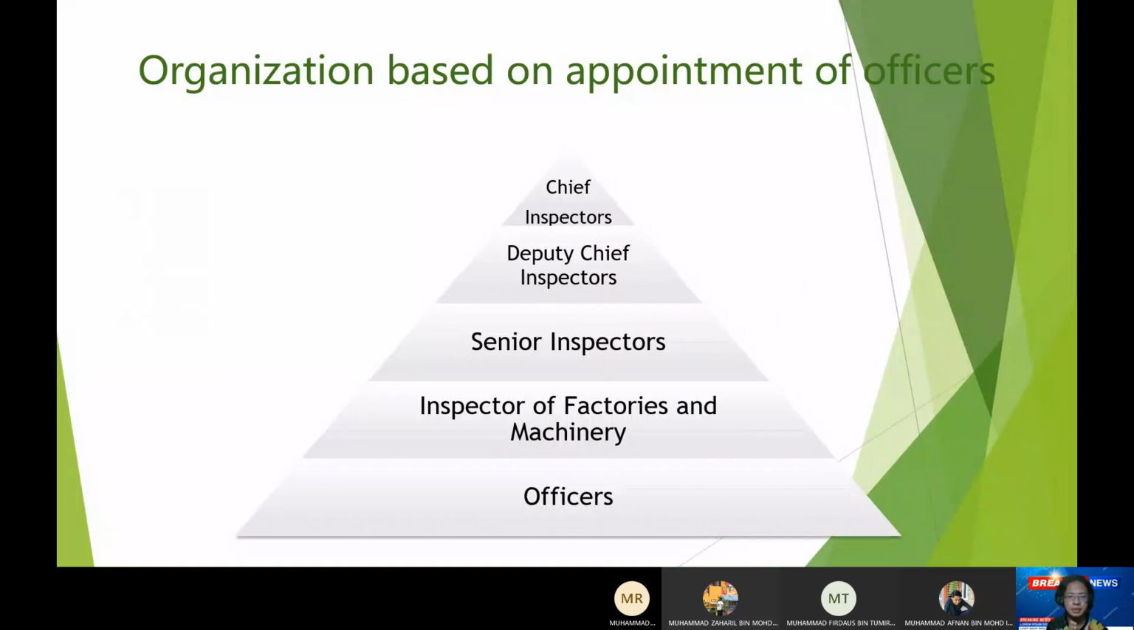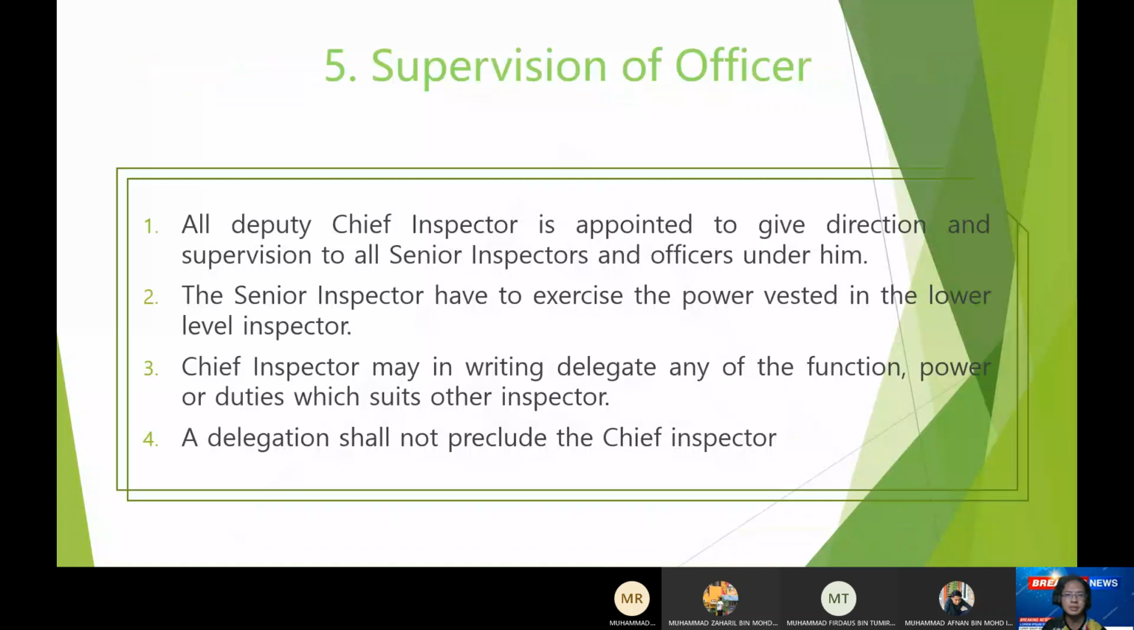In this triangle table, we can see that the chief inspector is the highest in the organization, followed by deputy chief inspectors, senior inspectors, inspectors of factories and machinery, and the last one is officers. Next, Section 5 is supervision of officer.